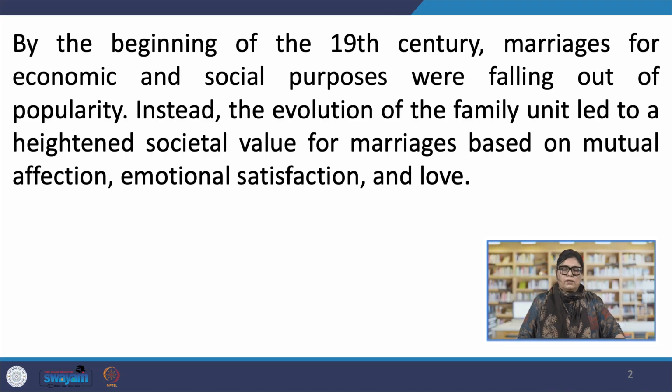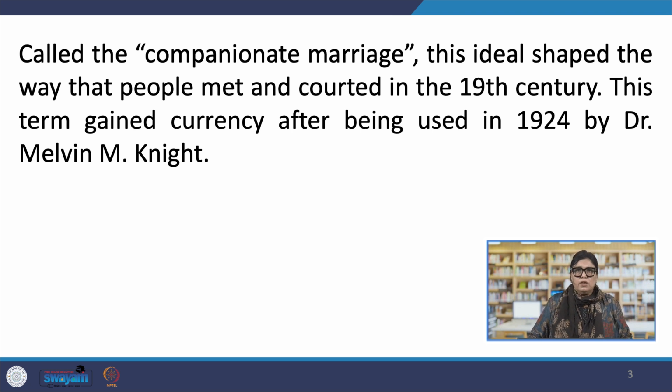Many modern ideals surrounding love and marriage today have their roots in the Victorian era. By the beginning of the 19th century, marriages for economic and social purposes were falling out of popularity. Instead, the evolution of the family unit led to a heightened societal value for marriages based on mutual affection, emotional satisfaction, and love. Called the companionate marriage, this ideal shaped the way that people met and courted in the 19th century. This term gained currency after being used in 1924 by Dr. Melvin M. Knight, a professor of history at Barnard College.